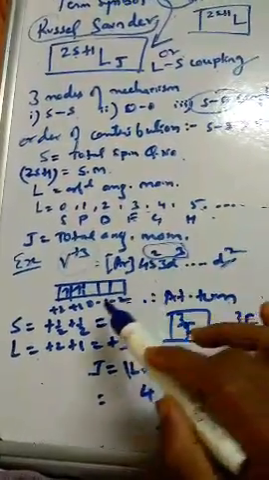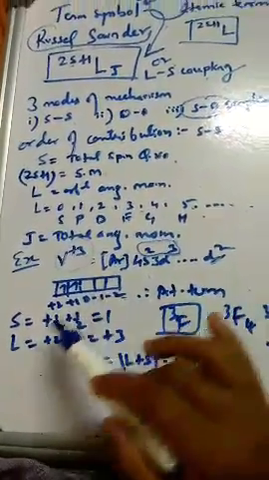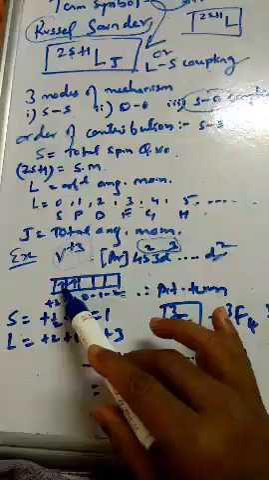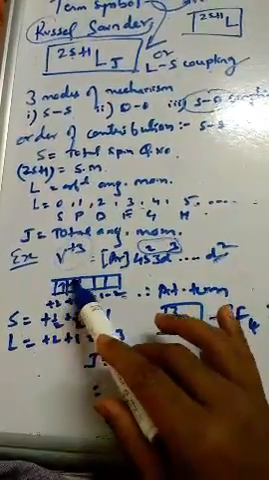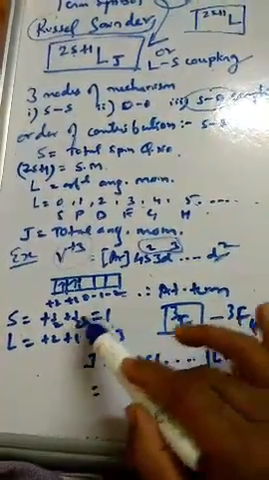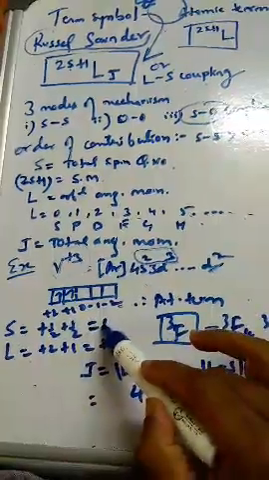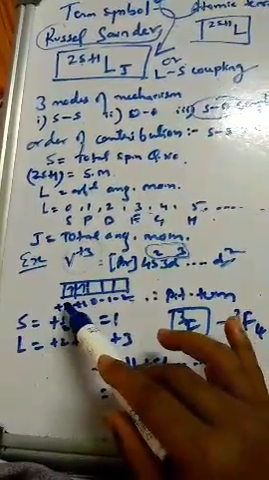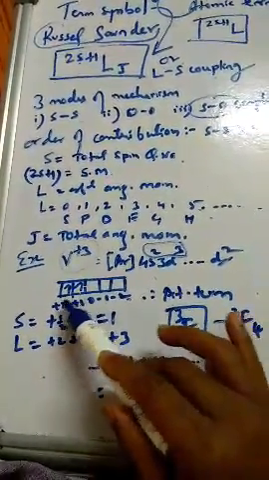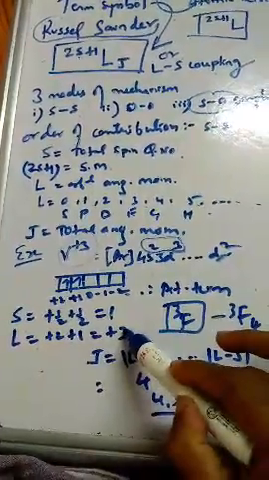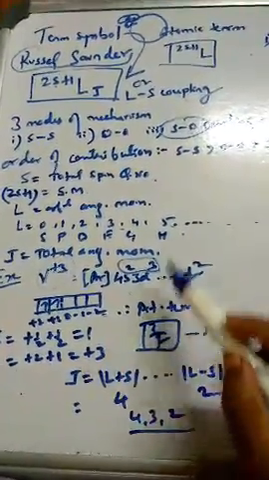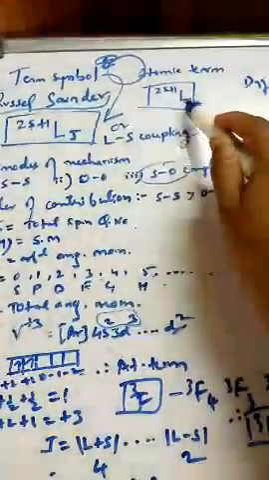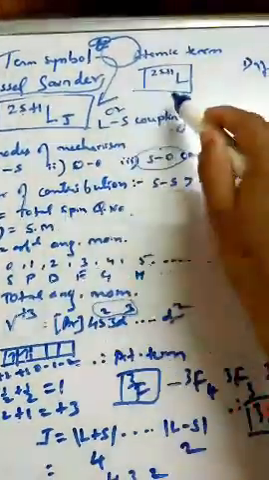Now we will calculate one by one. The spin values are plus half and plus half, so adding them, S becomes 1. Similarly, for the L value, plus 2 and plus 1 added gives 3. This is called the atomic term, and this is called the term symbol. Atomic term is only this one.